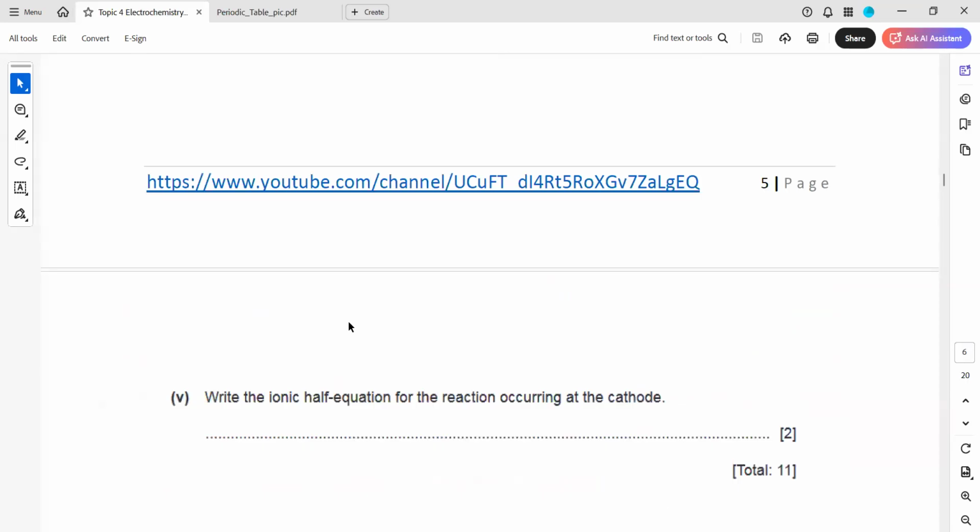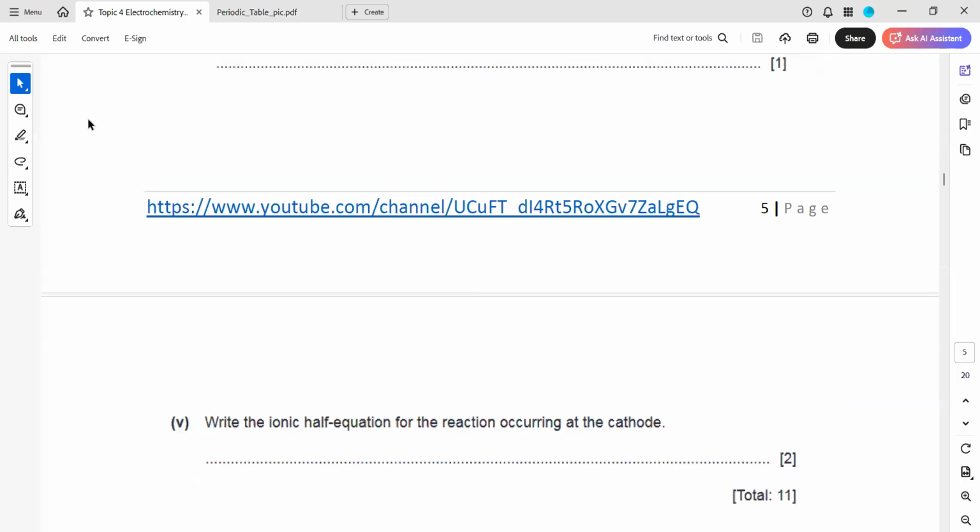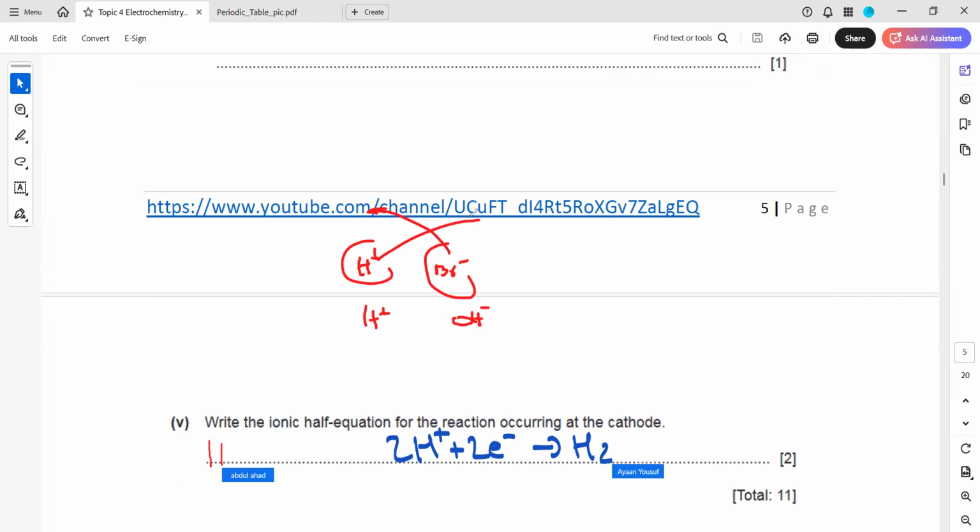Then write an ionic half equation. For the cathode we want to write: we have hydrogen ion, bromide ion, hydrogen ion and hydroxide ion. The bromide was moving to the anode, so hydrogen will move to the cathode. When two hydrogen ions move there, they will take two electrons and form hydrogen gas. So we'll observe bubbles.